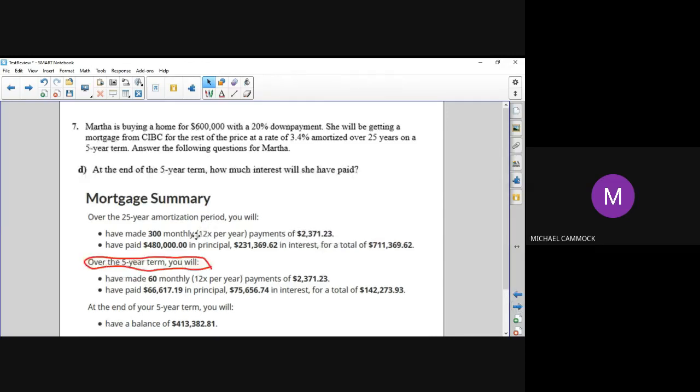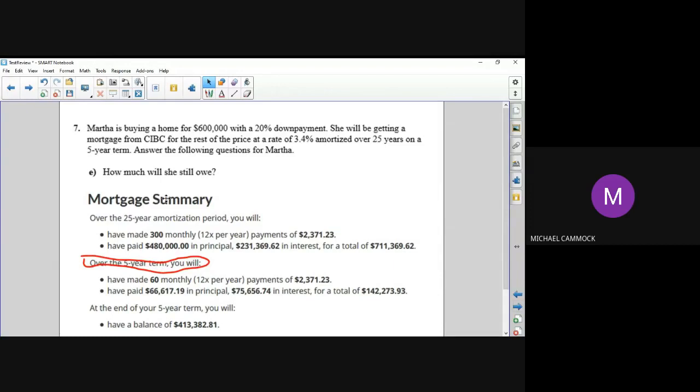Then I looked at how much interest she would have paid after 5 years. So don't focus on the 25-year part of the mortgage summary. Focus on the 5-year part. And again, I'm not going to give away the answer. Somewhere under here, it tells you what the interest is that she paid. How much does she still owe?